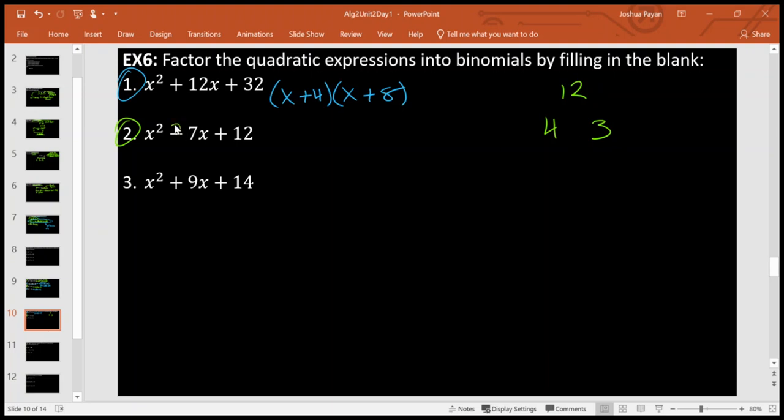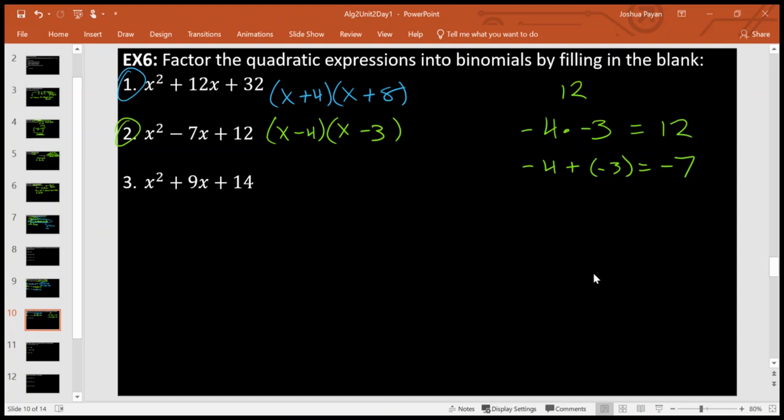However, we've got a problem here with this negative. So how can I multiply two numbers together and get a positive 12, but then combine the two numbers together, add them together, and get a negative 7? Well, just make them both be negative. Negative 4 times negative 3 is positive 12. Negative 4 combines with negative 3 to give me negative 7. So I'm just going to fill in the blanks accordingly. I'm just going to use minus 4, minus 3.